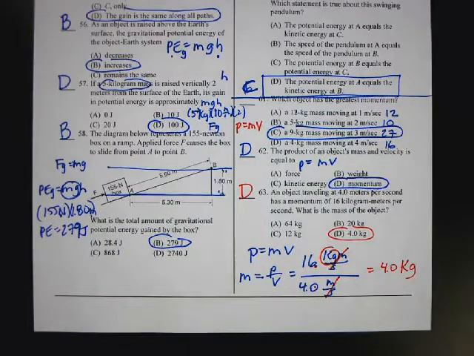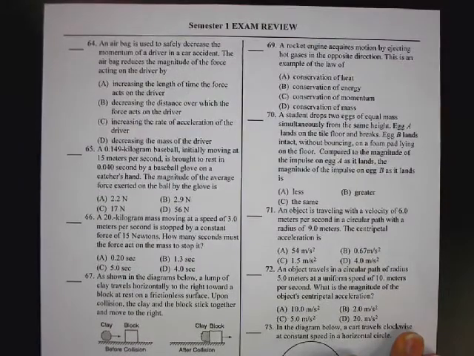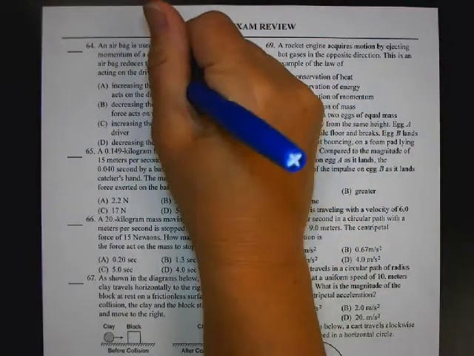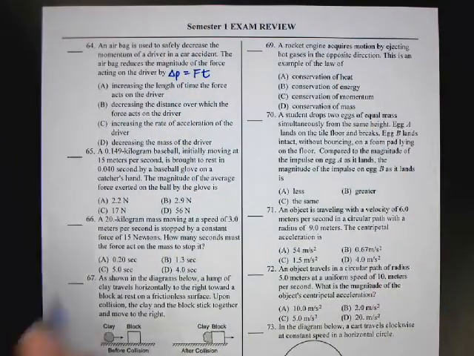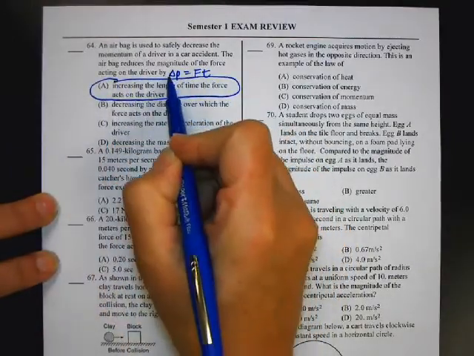So we're on chapter 6. All right, now we're going to do question 64. It says an airbag is used to safely decrease the momentum of a driver in a car accident. The airbag reduces the magnitude of the force acting on the driver by, so first of all, remember the change in momentum, delta P, is m delta V, but it's also equal to Ft. So it's going to increase the length of time the force acts on the driver because delta P is equal to Ft.